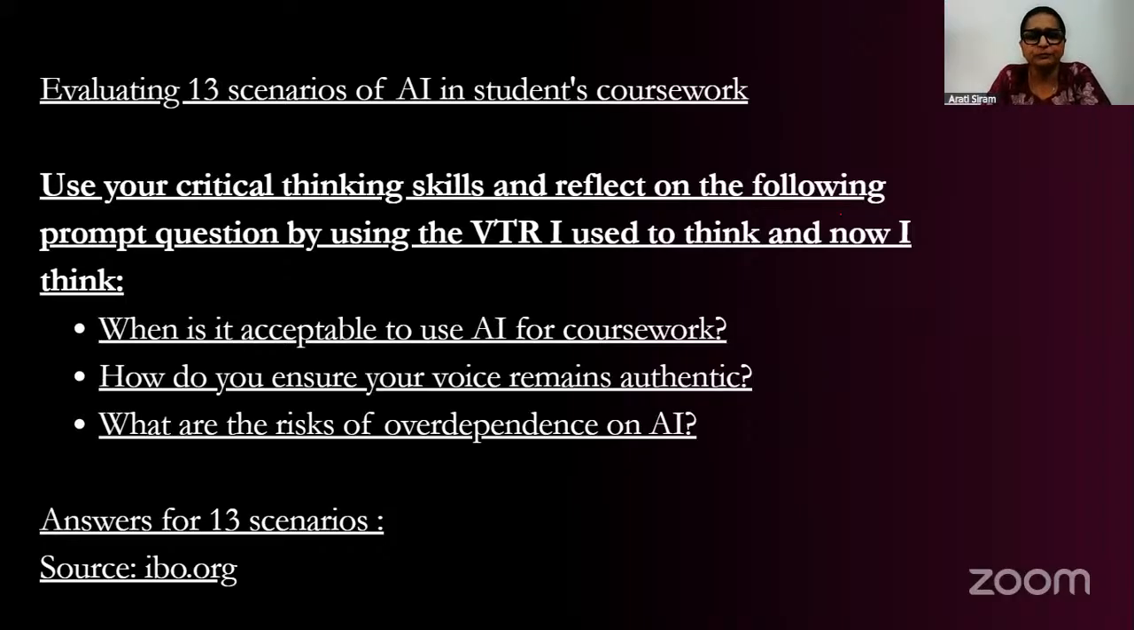After reading these 13 scenarios, I will come up with the IB guidelines on whether each is acceptable or not acceptable, and then you can compare with your understanding. I'll be quickly sharing it with you. Take 3 to 5 minutes for it, and we'll see how we can learn about this. Let me just share it with you. Okay.